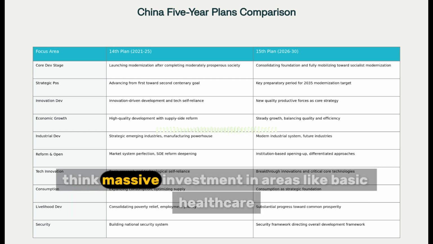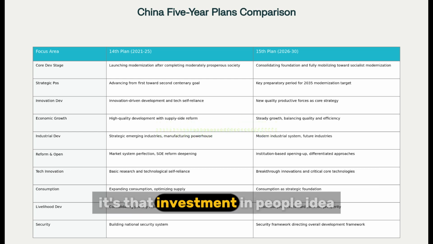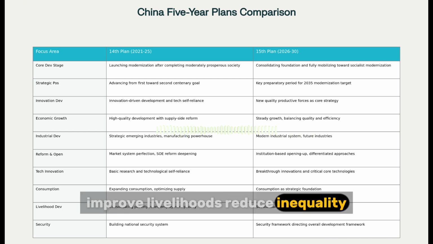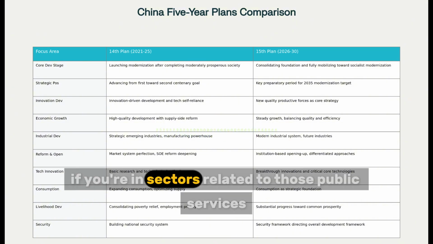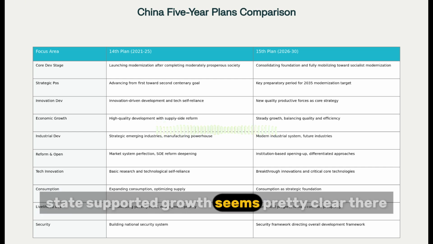Think massive investment in areas like basic healthcare, primary education, affordable housing. It's that investment in people idea. Improve livelihoods, reduce inequality, and that creates a more stable base for consumption growth. So if you're in sectors related to those public services. Exactly. The potential for regulated, state-supported growth seems pretty clear there.